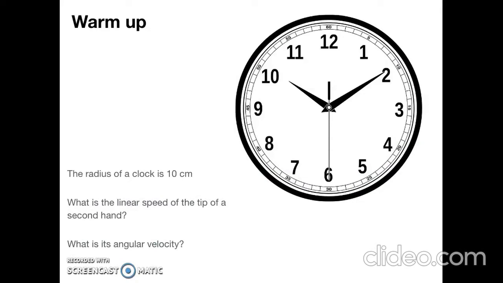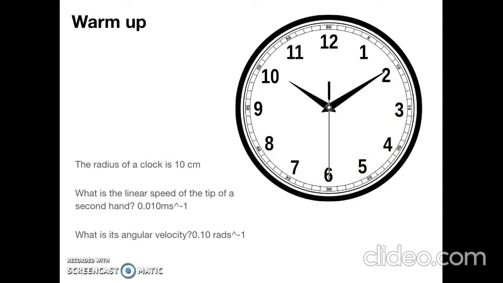The radius of a clock is 10 centimeters. What is the linear speed then of the tip of the second hand? So here is our second hand. It moves around once a minute, right? So it takes 60 seconds to go around. What is the speed at the tip? And then from there, what is the angular velocity?